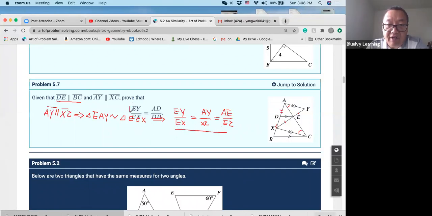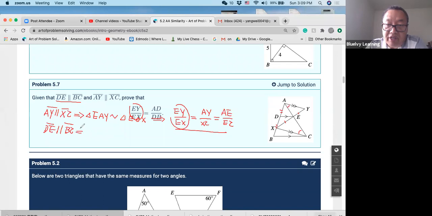See, we already have this left side is the same as this one. The right side, we are looking for AD over DB. If AD over DB equals AE over EC, then we proved it, right? We already get our conclusion. That's what we are looking for. But how can we prove that? Say from DE parallel with BC.